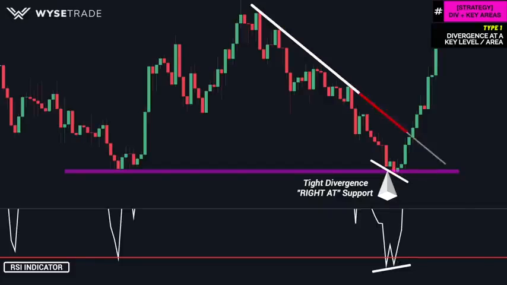You then place your trend line on top of the current trend. And when price breaks the trend line, the support level and tight divergence are confirmed, meaning buyers actually stepped in at this level. And this is when you would look for long trade entries.